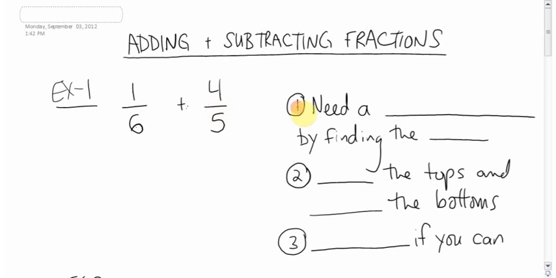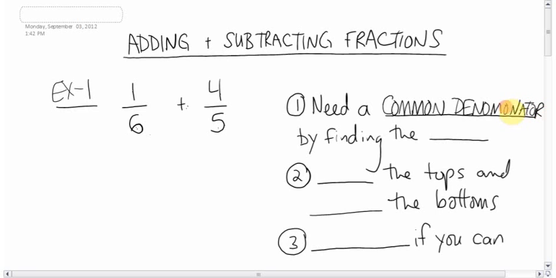So what you need to do first, the first step, is you need a number that's the same here to make them equivalent. You need a common denominator. I don't even know if I spelled denominator right. Whatever, it's not English class. You need a common denominator.